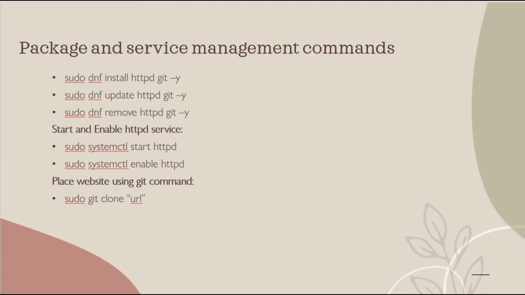To start and enable the httpd service, use the sudo systemctl start and enable httpd commands. And as I said earlier, the Apache web server is used to host the application. If you want to place a website, use the git command to place the website in the particular server, so we can use sudo git clone and place a particular URL in that server. The URL is placed here.